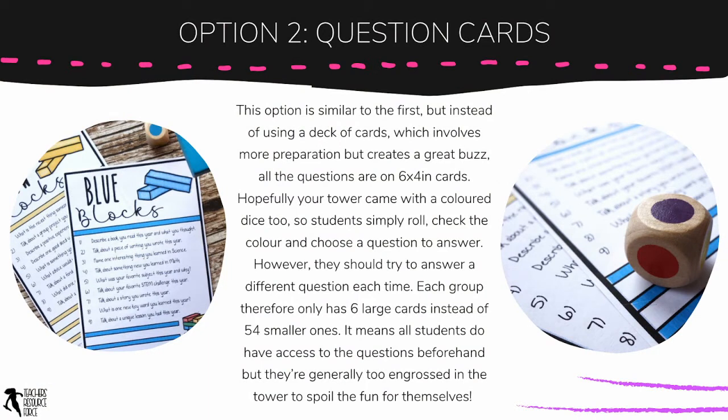Check the colour. Choose a question to answer. However, they should try to answer a different question each time just to keep things interesting. Each group therefore only has 6 large cards instead of 54 smaller ones. It means all students do have access to all the questions beforehand, but generally they're too engrossed in the tower to spot the fun for themselves, and it's still just as exciting. But again, a lot less prep.